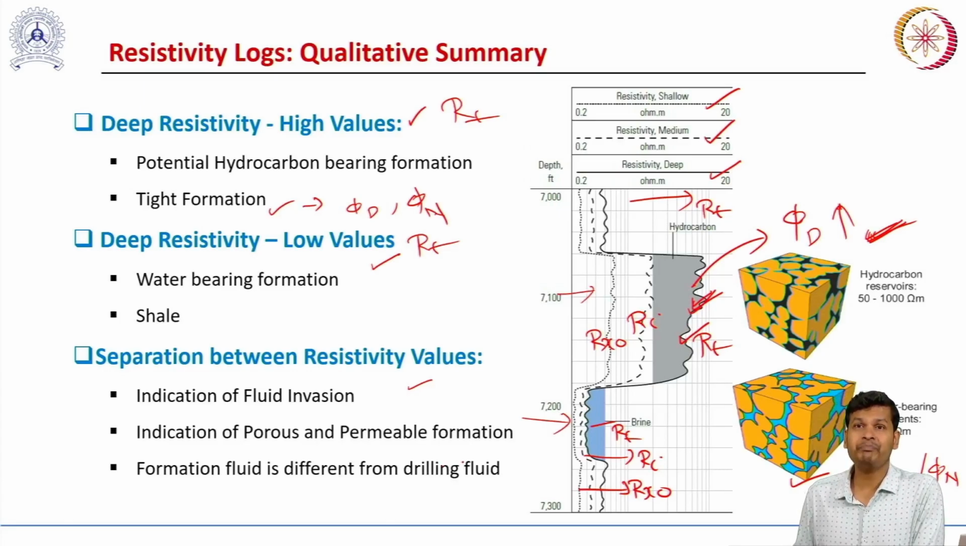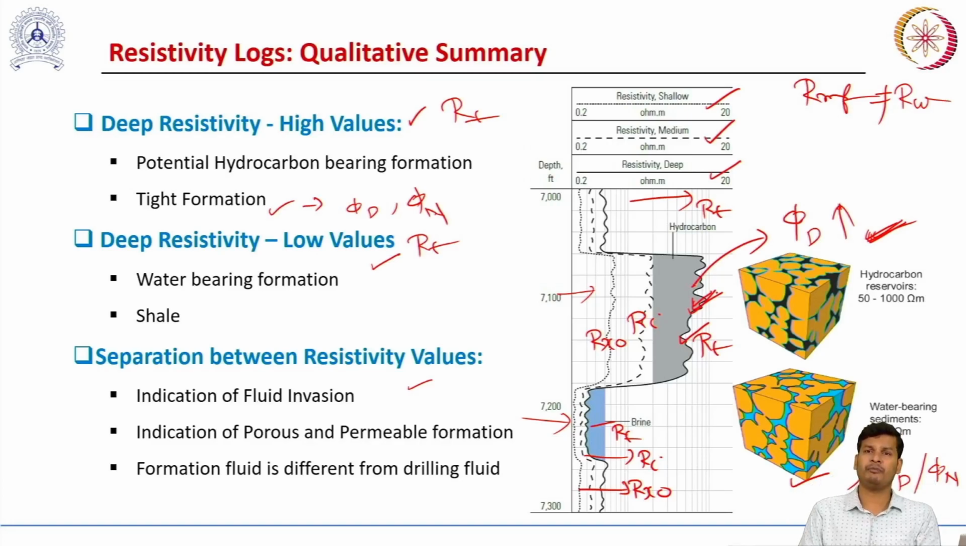If the rock is totally impermeable, what will happen? The mud filtration cannot happen because it will not allow the fluid to flow inside. And we know that these values will differ only when RMF is not equal to RW. For example, in a water bearing formation, we have discussed that we will get a difference between the values of RT, RI and RX only when RMF is not equal to RW. We discussed an example of this in the last lecture. So this separation between values indicates that we are dealing with a porous and permeable formation where invasion can happen and the mud filtrate is different from the formation fluid.